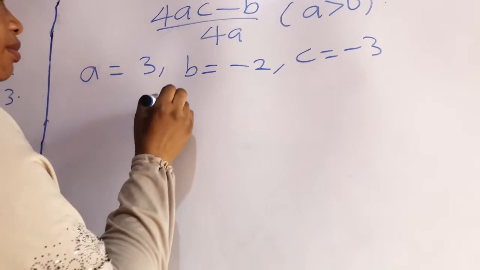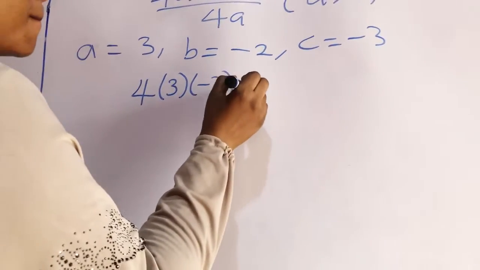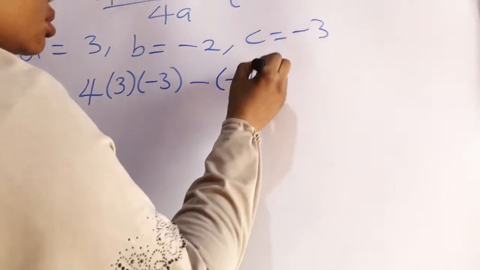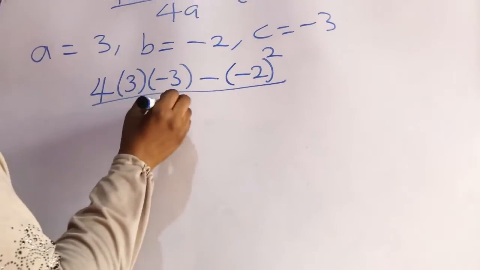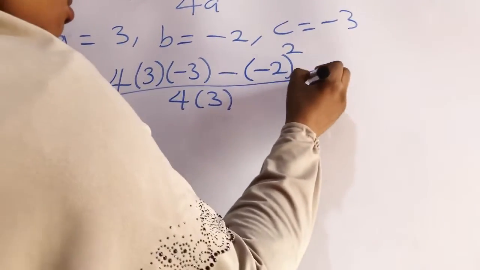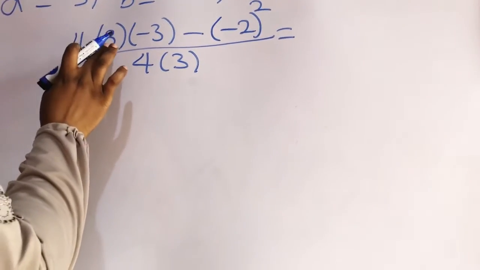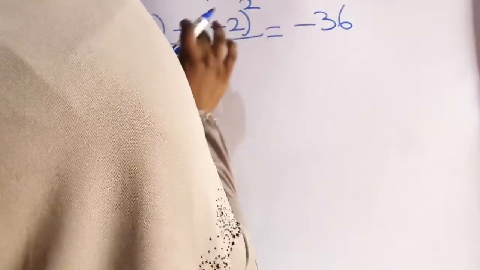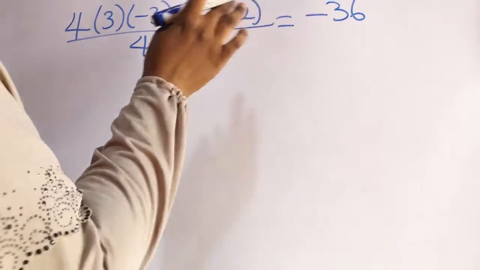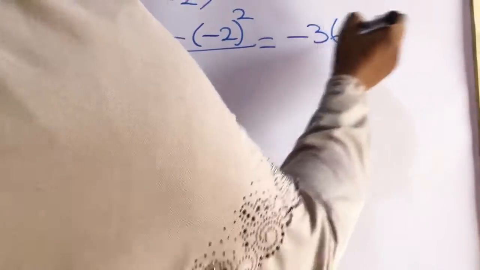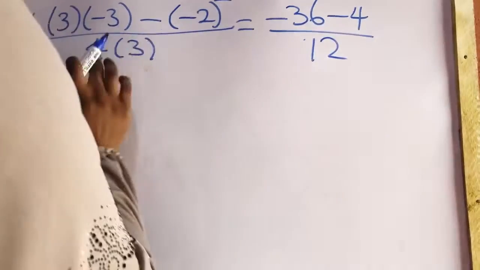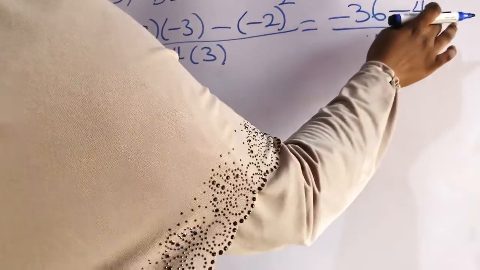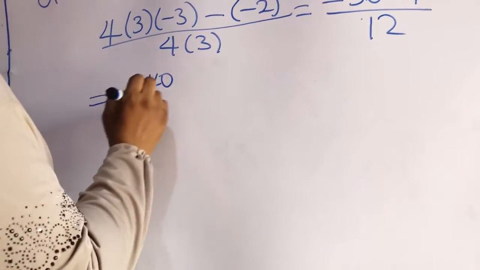4 multiplied by 3 multiplied by minus 3, minus, wherever we see b, we are going to put minus 2, then squared, over 4 multiplied by 3. 4 multiplied by 3 is 12, 12 multiplied by minus 3 is minus 36. Then minus 2 squared is 4, so minus 4 over 12, since 4 multiplied by 3 is 12. So it is equal to minus 36 minus 4, which is minus 40 over 12.